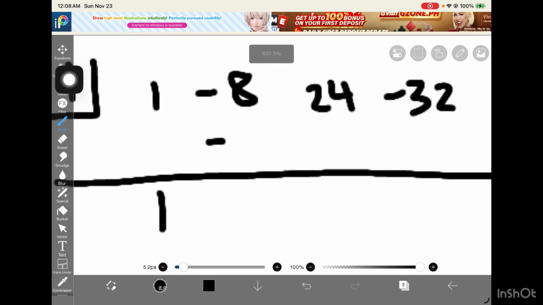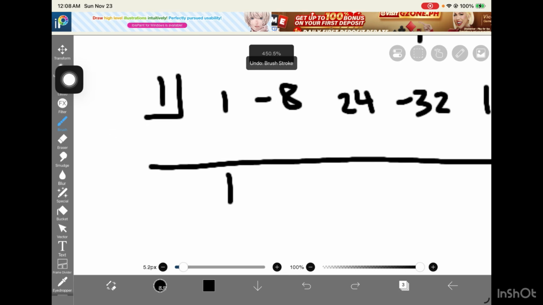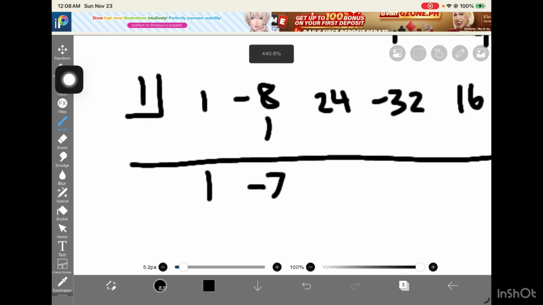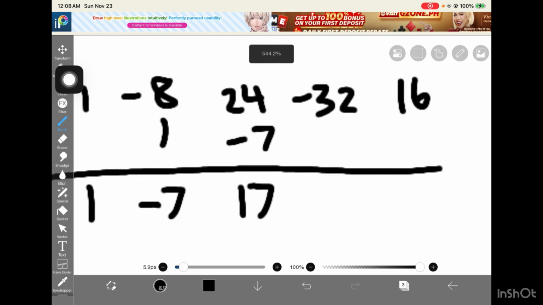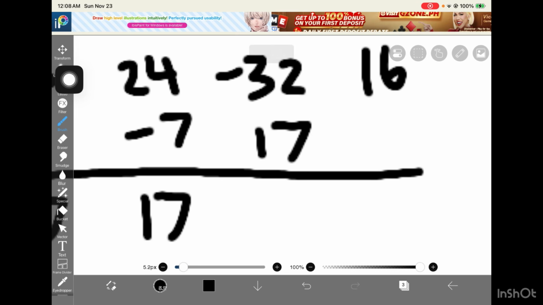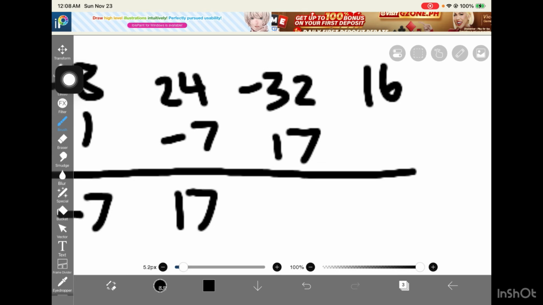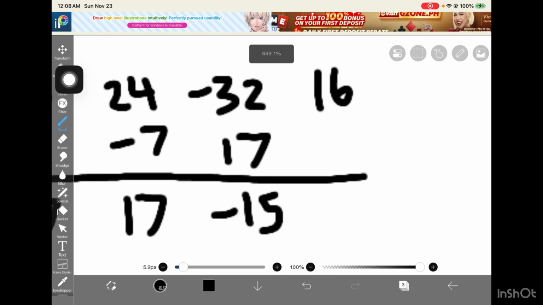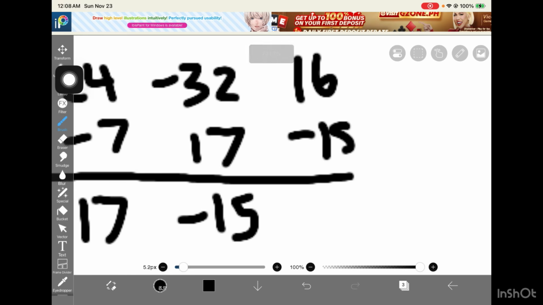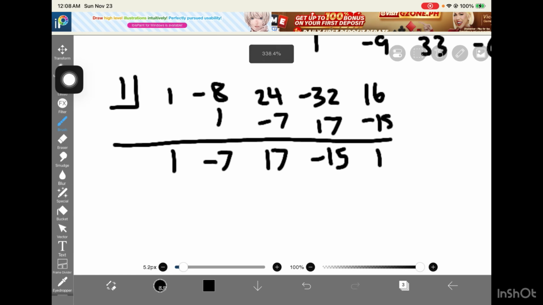1 times 1, 1, negative 7. Negative 7 times 1, negative 7. Negative 24 plus negative 7, that's negative 17. Negative 17 times 1, negative 17. Negative 32 plus 17, negative 15. And negative 15 times 1 is negative 15. And we have a remainder of 1. So 1 is not a root.